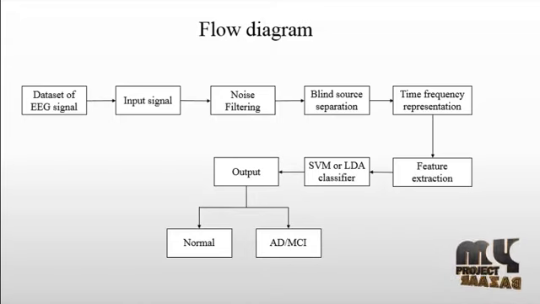Support vector machines are based on the concept of decision planes, which define the decision boundaries. A decision plane is one that separates a set of objects having different class memberships. That is used by the classifier, and then finally we get the output. The output will be a signal, normal or abnormal. So normal or abnormal signals are presented.